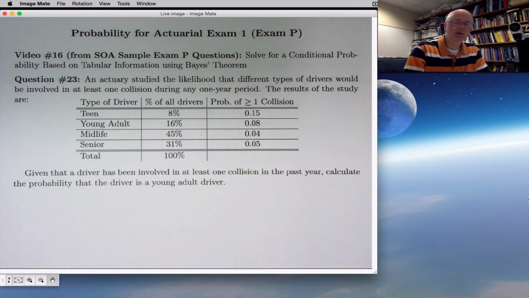You can see here in video number 16 that we're doing question number 23, and once again we're solving for a conditional probability using Bayes' theorem. This time the information is given to us in a table, tabular form, which makes it kind of nice actually. I've been advocating using tree diagrams to help you solve Bayes' theorem problems as quick as possible, but this time with a table, it's kind of like the table acts as your tree diagram. You don't actually have to draw one. It makes the problem actually a little simpler to think about, I think.